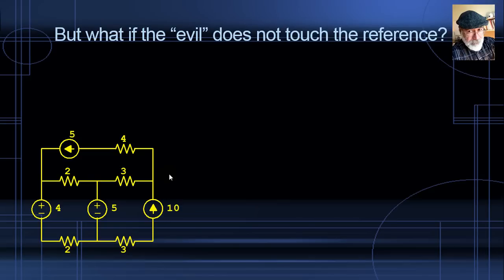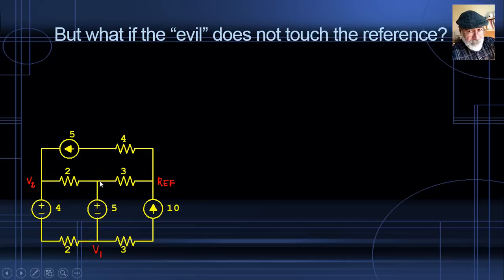However, what if, for other reasons not in our control, the reference node is somewhere else, like this one? Can we take advantage of that goodness in the evil branch? Yes, we can. Check this out. I will call this unknown down here V1. It's node 1. And the one over here V2. That is node number 2.